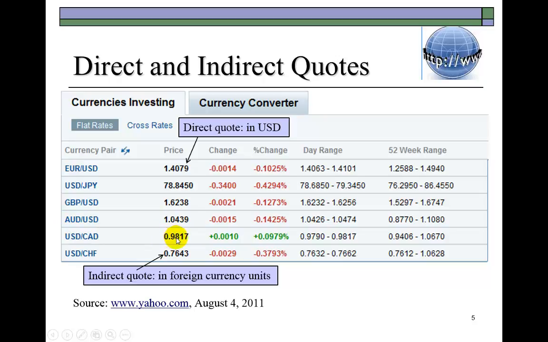Here you only needed a little over 98 Canadian cents to buy one US dollar, but now it's going to be about $1.32, one Canadian dollar 32 cents, to buy one US dollar. And finally, right about now, the US dollar and Swiss franc are going to be at parity.